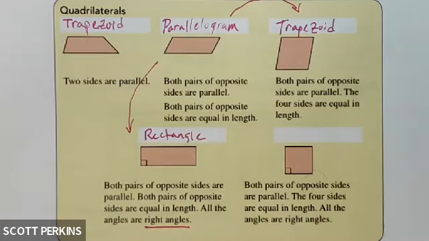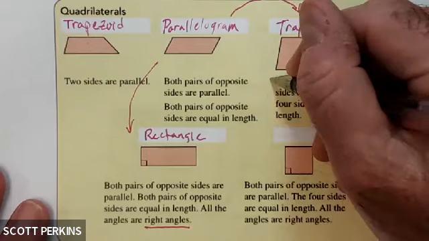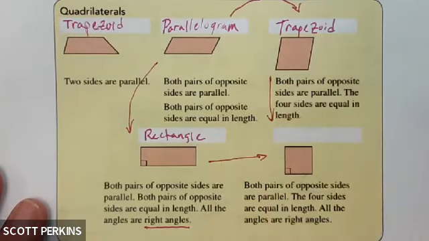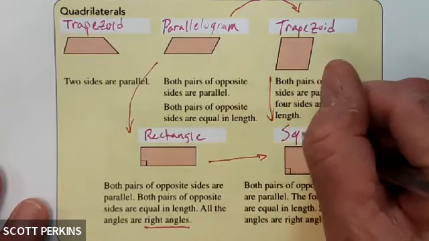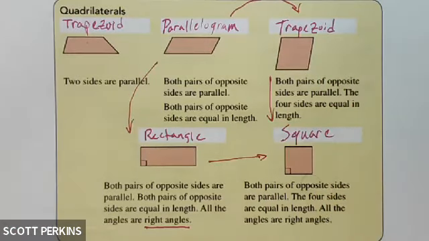So notice, I've started off with a parallelogram. All that is, is opposite sides are parallel. Going downward, I then said, okay, I'm going to take that parallelogram and make all the angles right angles. I'm straightening it out. It became a rectangle. Going to the right, I took my parallelogram and said, instead of doing anything to the angles, I'm going to make all the sides the same. It becomes a rhombus. Then when you do both of those things, when you make all the sides equal and when you make all the angles right angles, you end up with a square. All of those are different versions of a parallelogram.